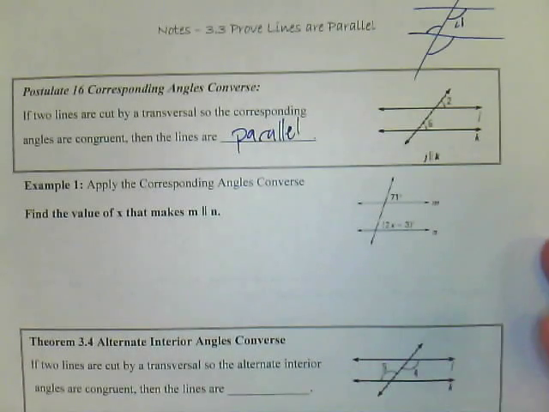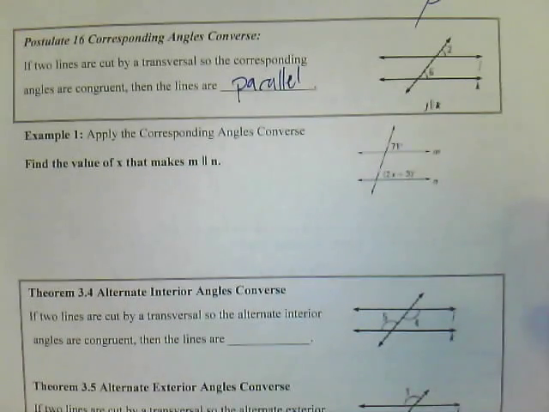All right, let's look at example 1. We're going to apply this converse. The instructions say to find the value of x that makes m parallel to n. We could plug in all kinds of stuff for x and make those angles whatever we want them to be, but if we want these lines to be parallel, then 71 and 2x plus 3 must be equal to each other.